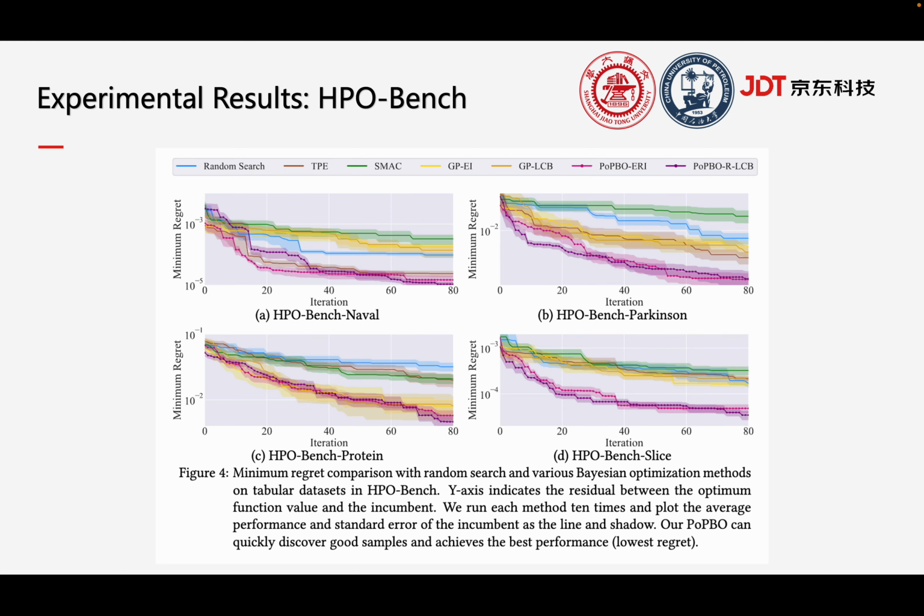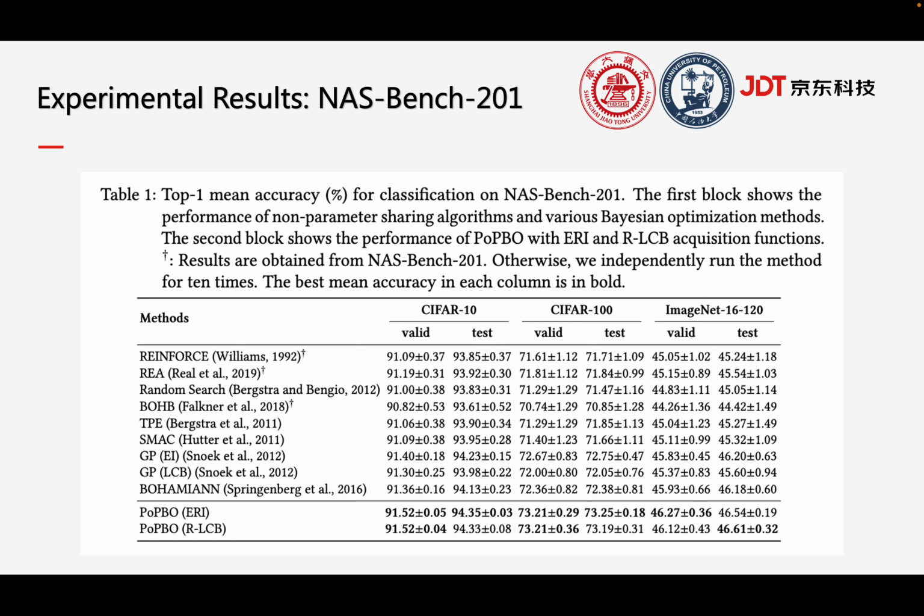This slide compares our method with advanced Bayesian optimization methods and random search on HPO-Bench, showing that our method achieves the best on all the 4 datasets. We run each method for 10 times and plot the trend of minimum regret during the BO procedure. This slide shows the performance of various black box search methods on NAS-Bench-201. Our method achieves the best performance on the 3 datasets.